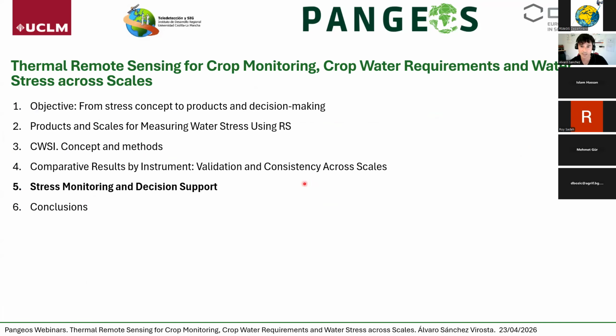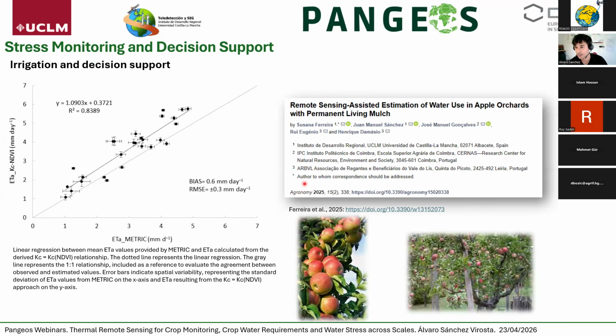And I'm finishing with just some decision support examples using thermal imaging. For example, in apple crop, a colleague of mine used thermal models to assess actual evapotranspiration with really good results. And this was used by farmers for irrigation scheduling.